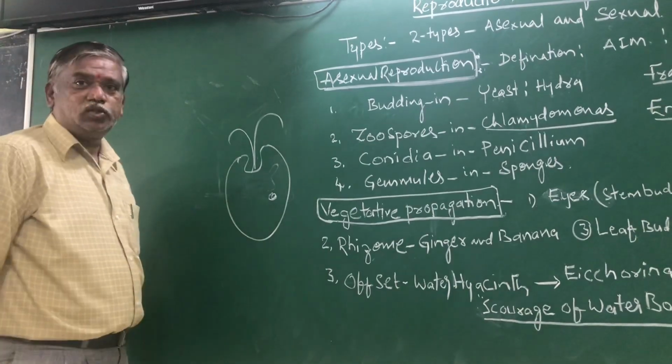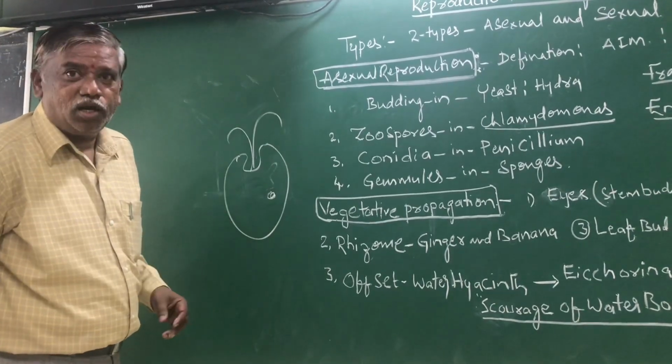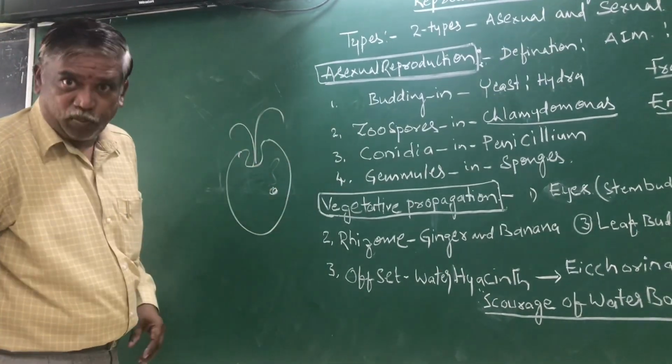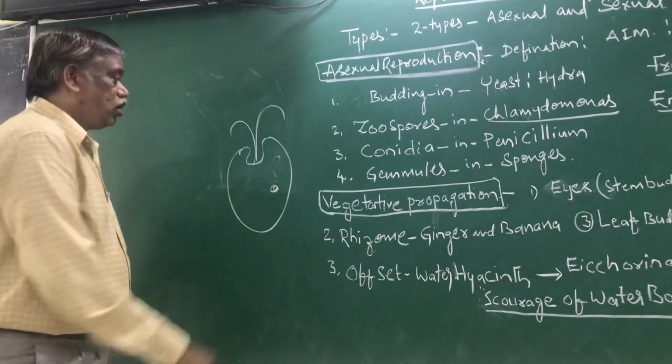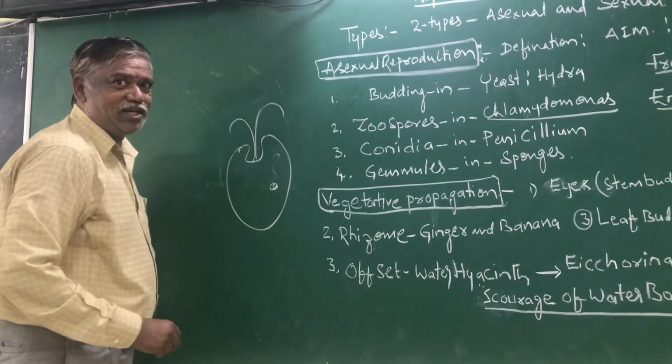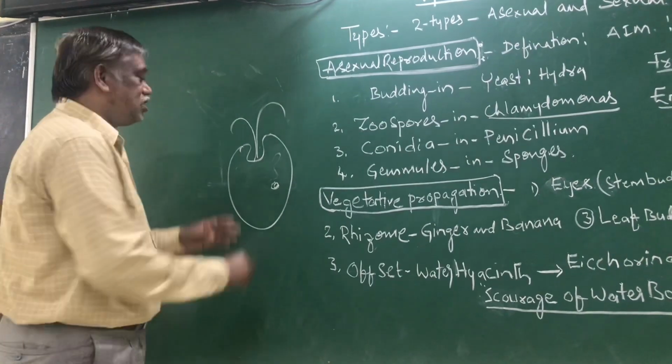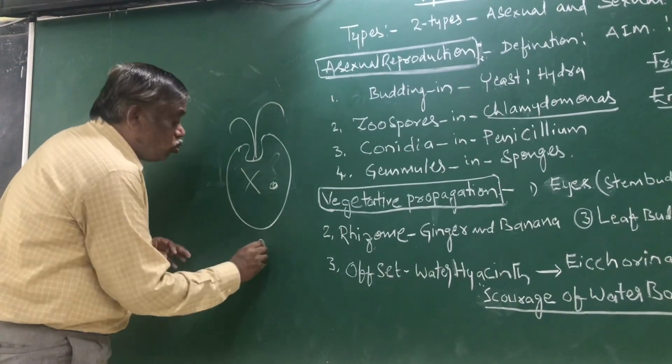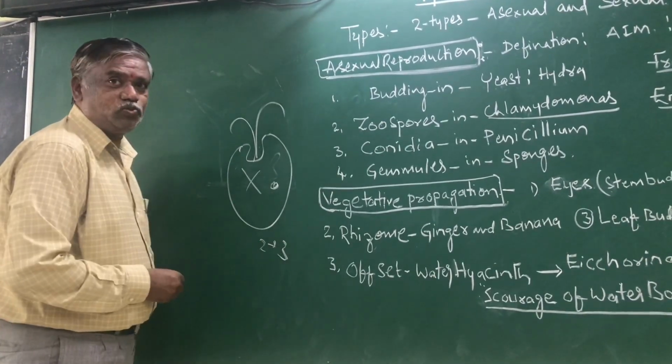Now, when it undergoes asexual reproduction, this protoplast undergoes mitotic division two or three times.